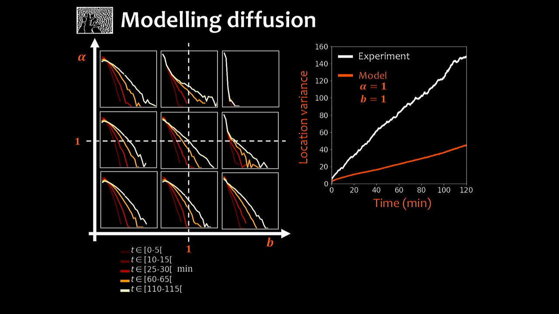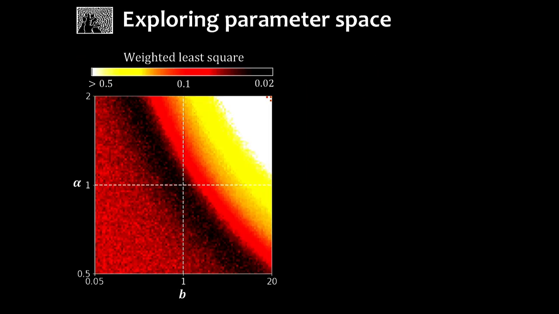To efficiently explore the parameter space, for several parameter values I have simulated 2 hours of experiments, and then I have fit the resulting distribution of the ants with an exponential function, and I have reported the quality of this fit on this heat map. The darker it is, the better the fit is, and you can see that we have a whole region of good parameter values which reproduce an exponential diffusion.